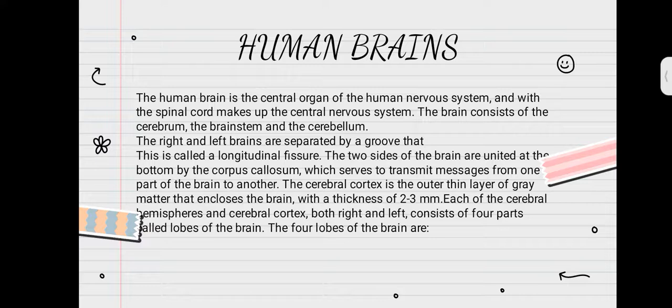First is human brains. The human brain is the central organ of the human nervous system, and with the spinal cords makes up the central nervous system. The brain consists of the cerebrum, the brainstem, and the cerebellum. The right and left brains are separated by a groove that is called a longitudinal fissure. The two sides of the brain are united at the bottom by the corpus callosum, which serves to transmit messages from one part of the brain to another.